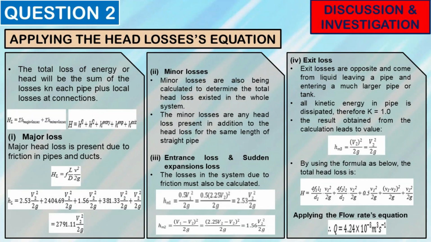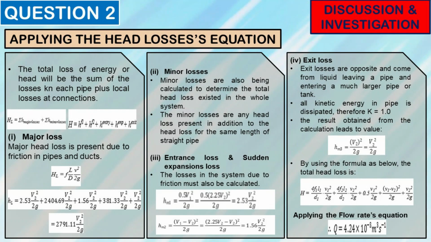Applying the head loss equation, the total loss of energy or head will be the sum of the losses in each pipe plus local losses at connections, based on the formula on the slide. Major head loss is present due to friction in pipes and ducts. The minor losses are also calculated to determine the total head loss in the whole system. The minor losses are any head loss present in addition to the head loss for the same length of pipe: entrance loss and sudden expansion loss. The losses in the system due to friction must also be calculated, with the formula as shown on the slide.